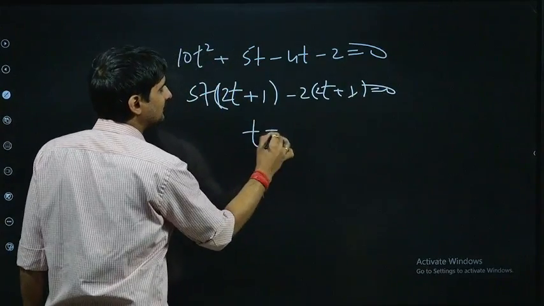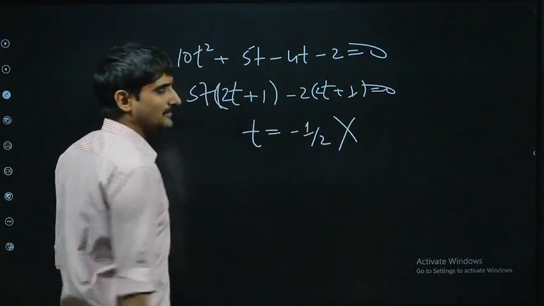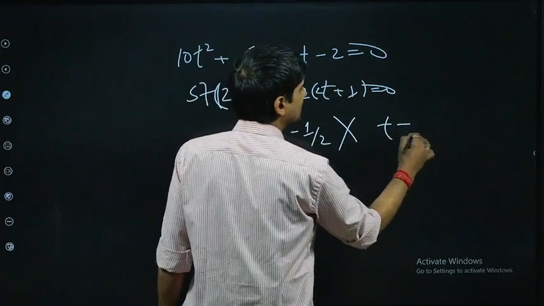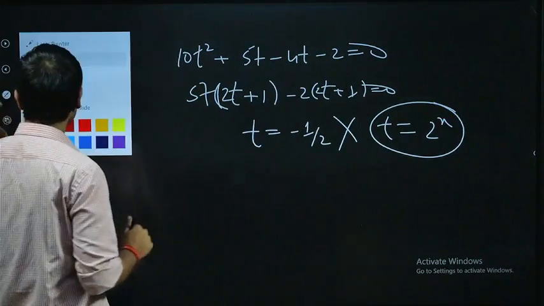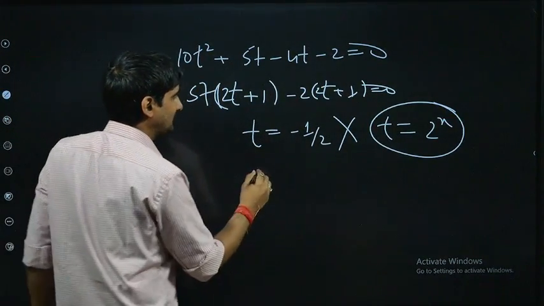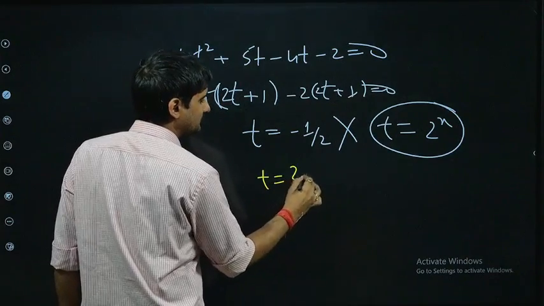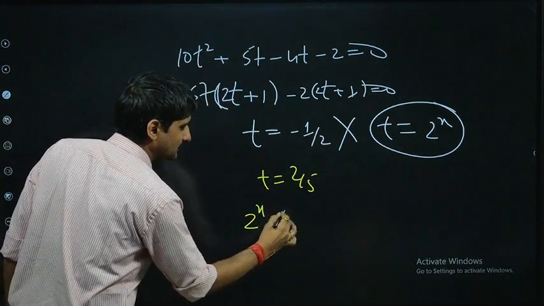Now see, t is equal to minus half is out of context here. Why? Because t is nothing but 2 raised to the power x, and we know an exponential function can't be negative. It has to be positive. Okay, so that's one thing. And then the other possibility, 2 by 5. So 2 raised to the power x is 2 by 5.